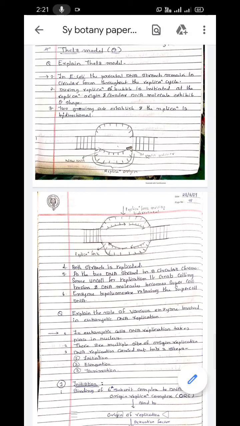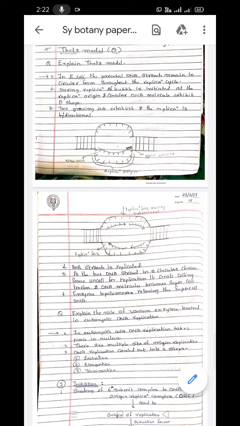Previously I talked about the prokaryotic cells. In a prokaryotic cell there is a circular-shaped DNA. In E. coli the parental DNA remains in circular form throughout the replication cycle. So in prokaryotic cells or in E. coli, the DNA remains circular throughout the replication cycle.